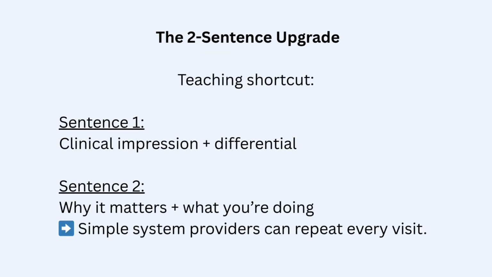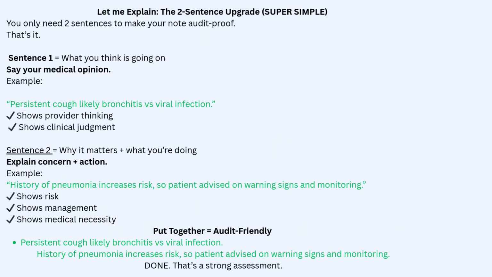Now, two sentences upgrade. So this is a bit of a shortcut if it's still confusing. So I want you to think of two sentences, right? The first sentence will include clinical impression and the differential. And sentence number two will include why it matters plus what you're doing, right? So let's go to the next slide and go over this.